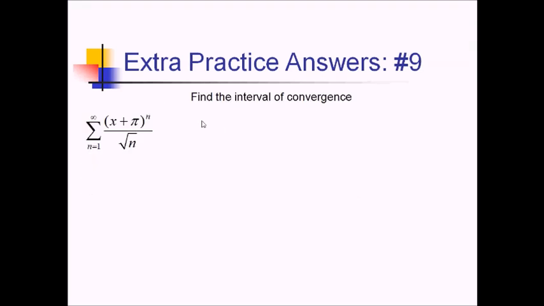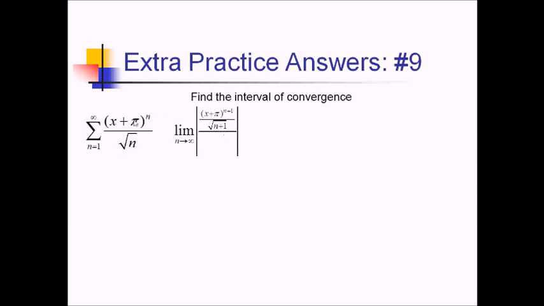For this problem, we want the interval of convergence for this series. This is not a geometric series, so we turn to the ratio test. Limit as n approaches infinity of absolute value of, and now n plus 1th term over nth term to get that nth ratio. So we've got x plus pi to the n plus 1 over radical n plus 1. That's all in the numerator of a big fraction here.